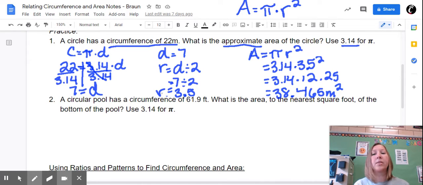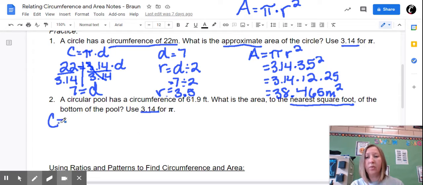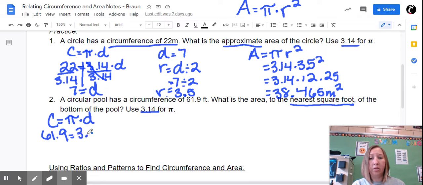So we're going to do that same process again for number 2. A circular pool has a circumference of 61.9 feet. What is the area to the nearest square foot? So nearest square foot means I'm going to round to the nearest whole number of the bottom of the pool. And again, I want to use 3.14 for pi. So again, they tell us the circumference. So I'm going to start with my circumference formula, which is pi times diameter. And I'm going to plug in what I know. Circumference is 61.9 feet, and pi, we are using 3.14.